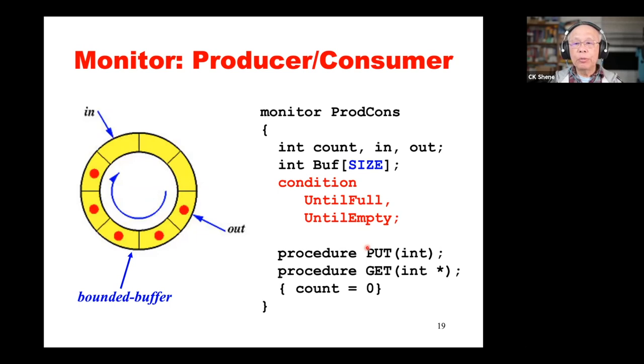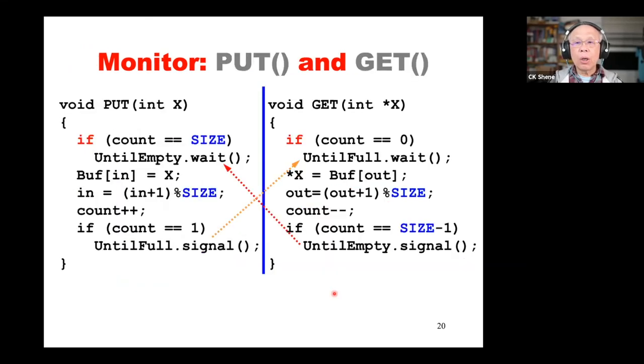We have two public monitor procedures: put, in order to put information into the in location, and get, to retrieve the information stored in the out slot. The initial value of count is, of course, zero. So this is a very simple example. For the put, the producers call put to add information X into the first available location.